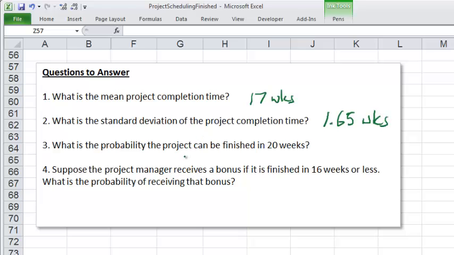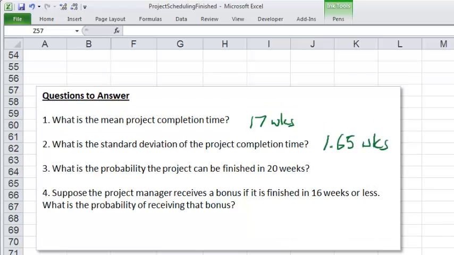Okay, now we need to ask these 2 questions. What is the probability the project can be finished in 20 weeks? In 20 weeks. Okay, well, how do we get that? So we need to do probability that the project time T will be less than or equal to 20 weeks. So, I mean, you wouldn't mind if you finished earlier than 20 weeks. That would still be considered finishing in 20 weeks. So we could say less than or equal to 20 weeks. And now how do you solve this?